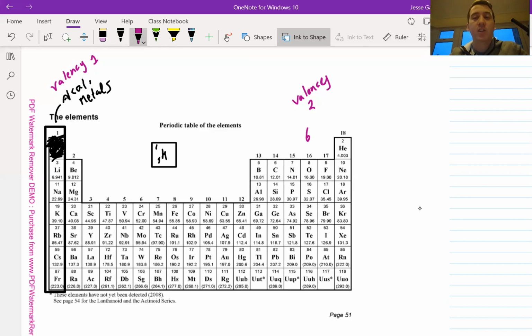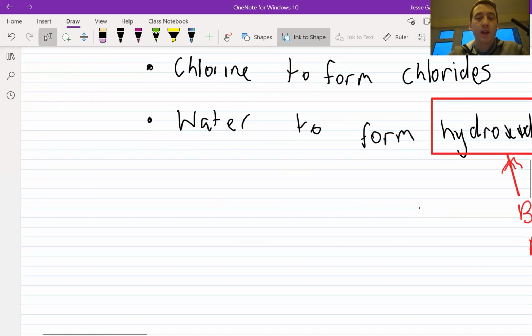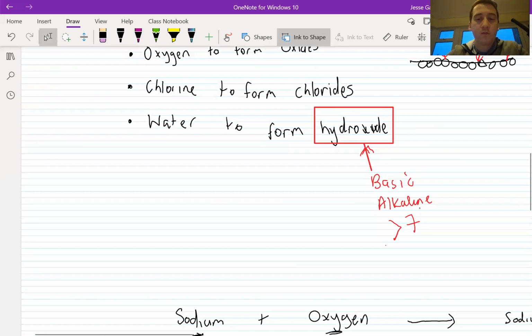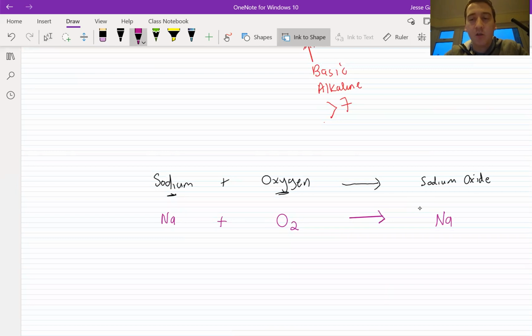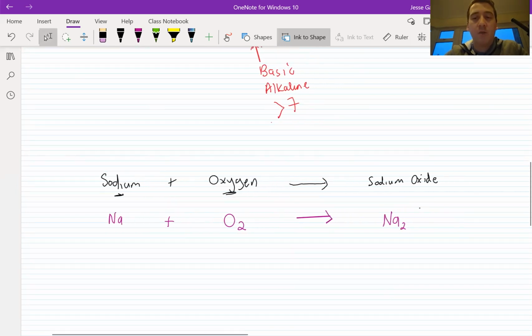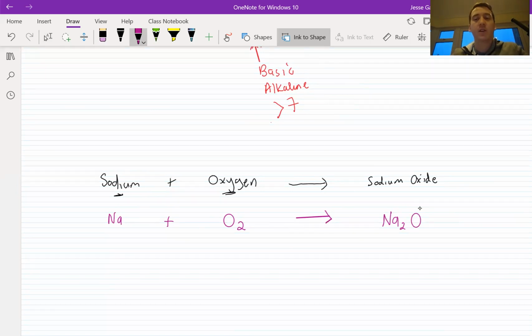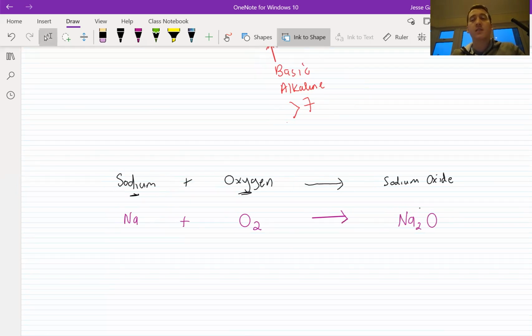So if we think about the ratio of these, for every 1 oxygen, it needs 2 sodiums to supply an electron each. So the formula here is going to be Na2O. That's the ratio. And this is the same as when we did the ionic dot and cross formulas, or the ionic dot and cross bonding before. This is an ionic bond happening here. It's a metal and a non-metal.